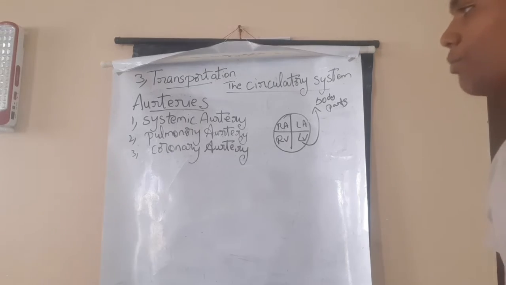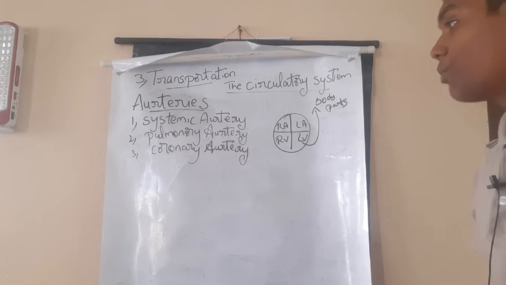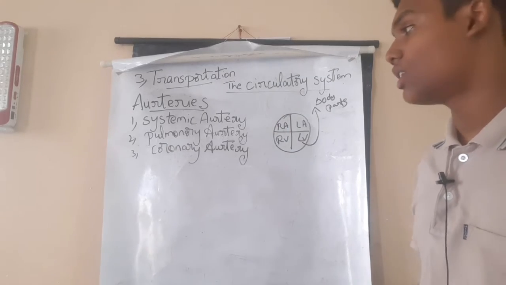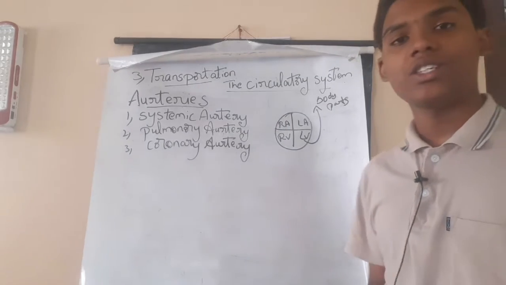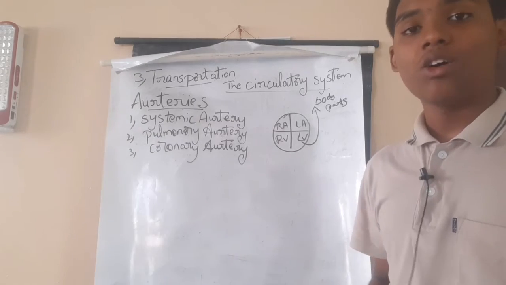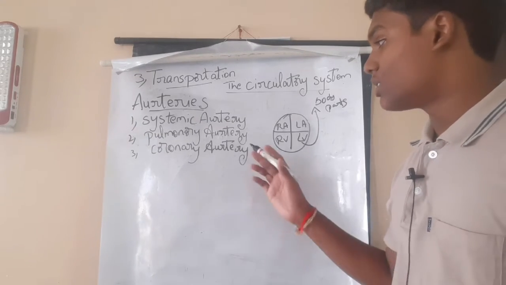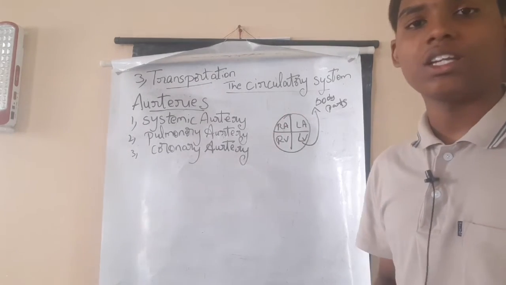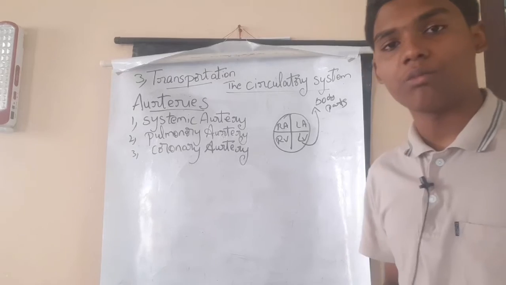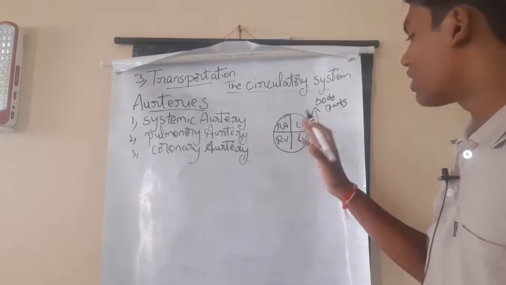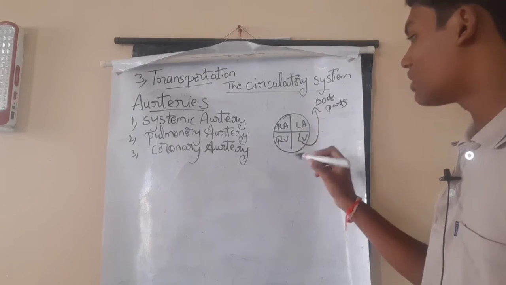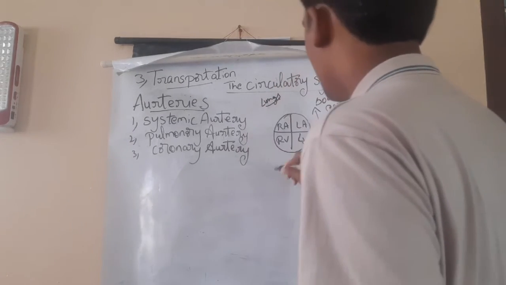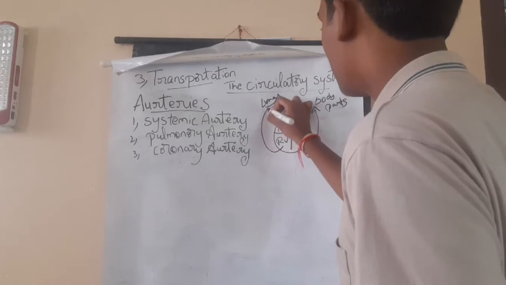Now what is meant by pulmonary artery? Pulmonary artery is different from these other two types of arteries. The artery which is carrying deoxygenated blood. Systemic and coronary carry oxygenated blood, but only the pulmonary artery carries deoxygenated blood from the right ventricle to lungs. Assume that these are the lungs. It is carrying blood from right ventricle to lungs.